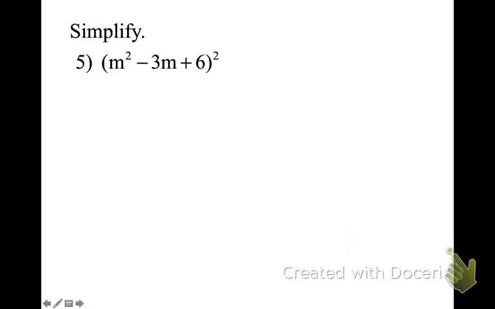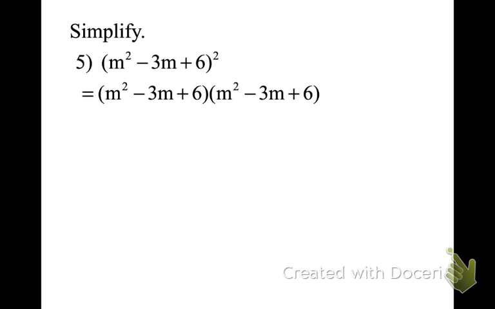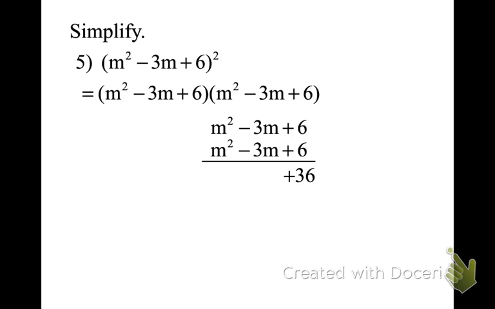I would only give you one of these problems. This is very similar. The difference is a lot of people will probably be distributing this exponent. And remember, we don't distribute exponents. This means we square the binomial. So I would do 6 times 6, 6 times 3m, and 6 times m squared. Then I do negative 3m times 6 is negative 18m. Negative 3m times negative 3m is 9m squared. Negative 3m times m squared is negative 3m to the third.